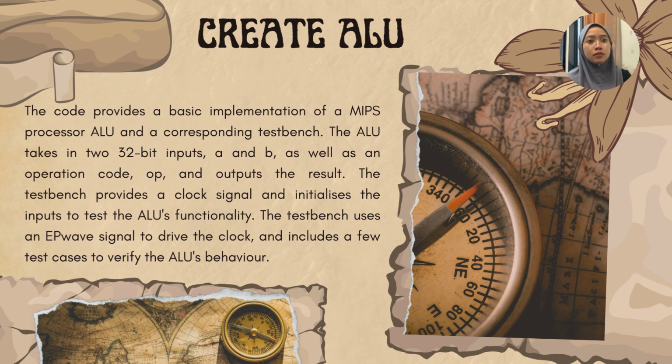For create ALU, the code provides a basic implementation of a MIPS processor ALU and a corresponding test bench. The ALU takes in two 32-bit inputs A and B, as well as an operation code OP, and outputs the result. The test bench provides a clock signal and initializes the inputs to test the ALU functionality. The test bench uses an EP wave signal to drive the clock and includes a few test cases to verify the ALU behavior.